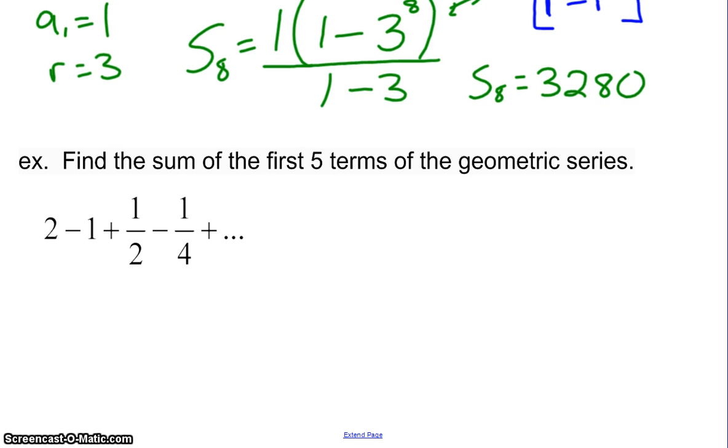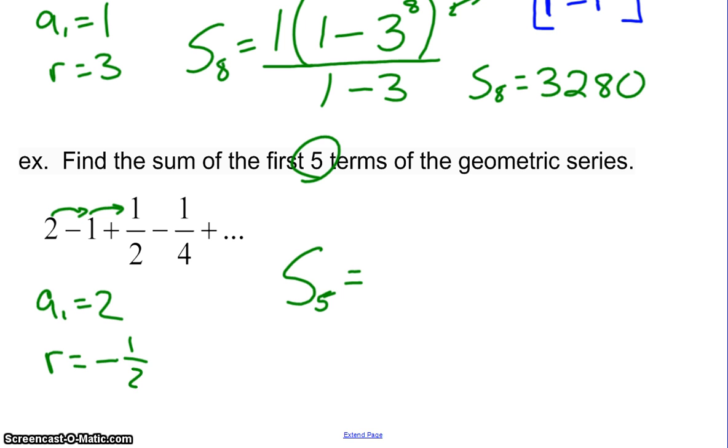And we go to the next one. This one we want the sum of the first 5 terms. So go ahead and take a minute, see if you can set up what the formula would be if we were plugging in for the first term and the ratio. And see, the ratio, I'm sorry, the first term is 2. How do we get from 2 to -1 and 1 to 1/2? The ratio is -1/2.